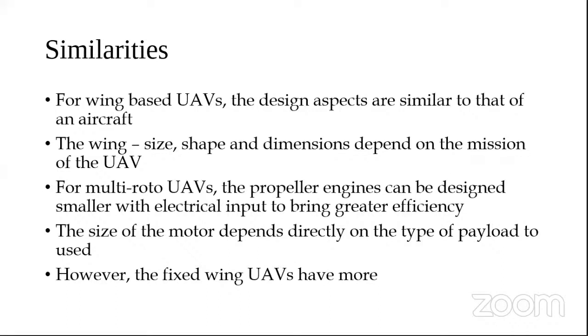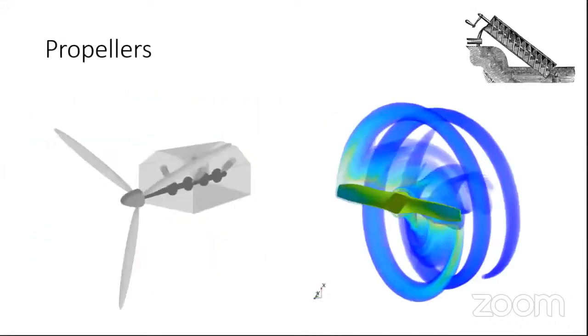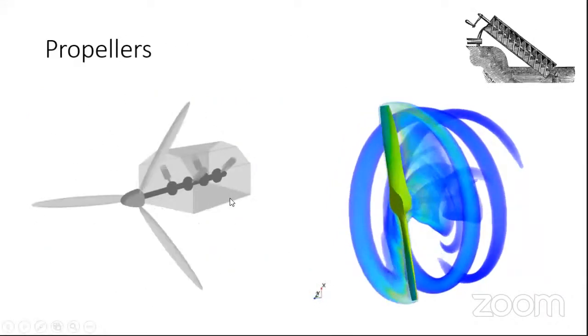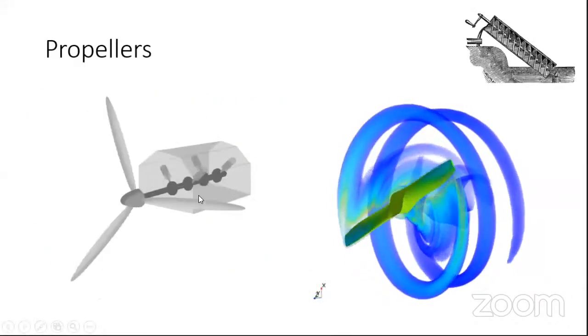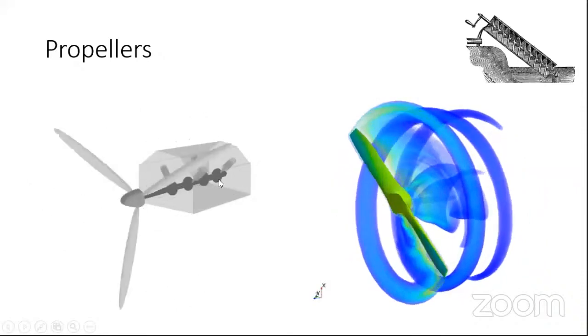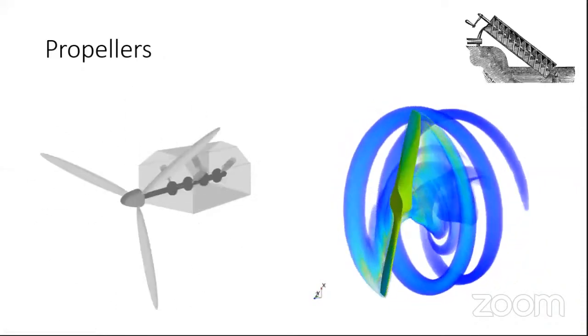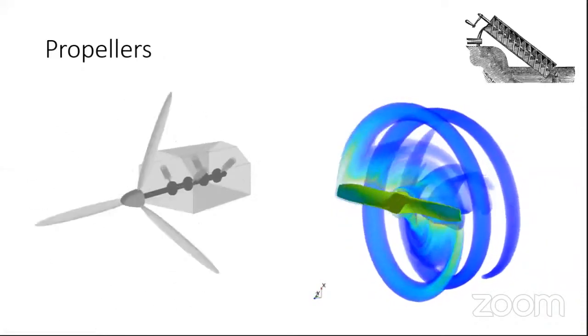Now, if you go for the multi-rotor UAVs, the propeller engines can be designed smaller with electrical input. If you take a large, big aircraft, it is usually like this. You have a big engine box, and then there is a gearbox. The engine runs mainly using fossil fuels, and then the mechanical system delivers the torque completely.